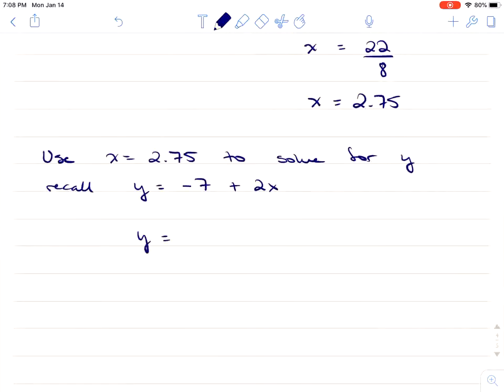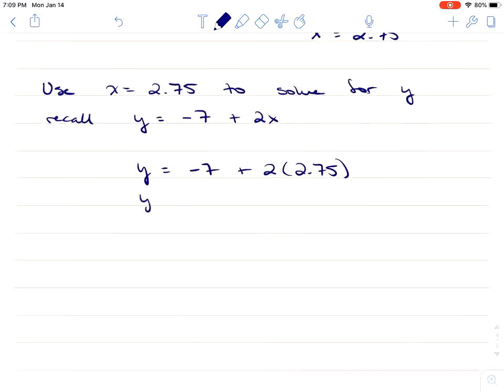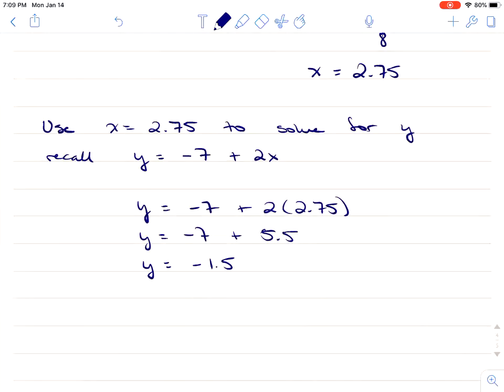So now we have y equals -7 plus 2 times 2.75. Y is -7 plus 5.5. So y is -1.5. So therefore, the system has a solution at x equals 2.75 and y equals -1.5.